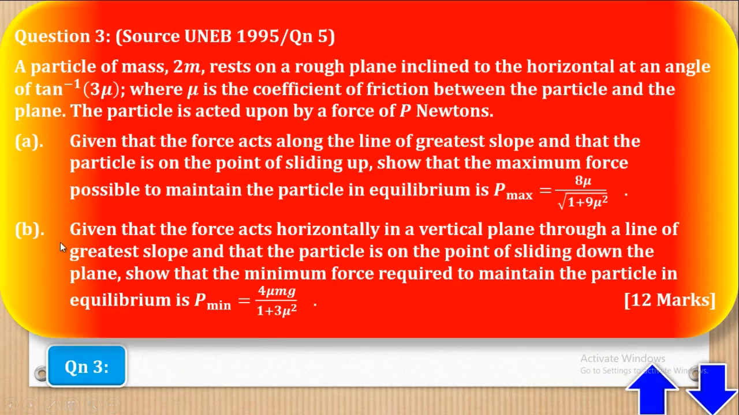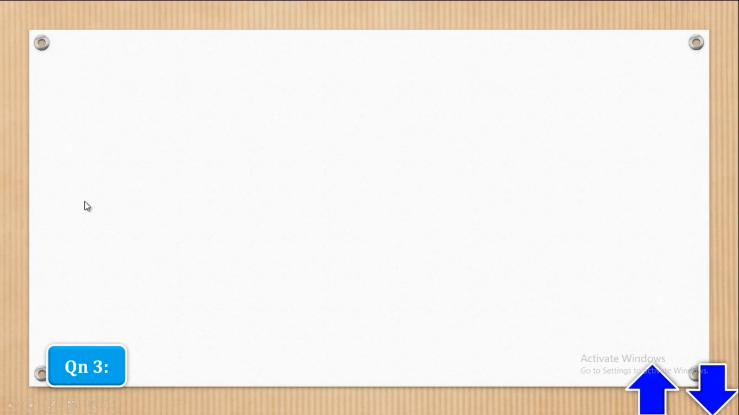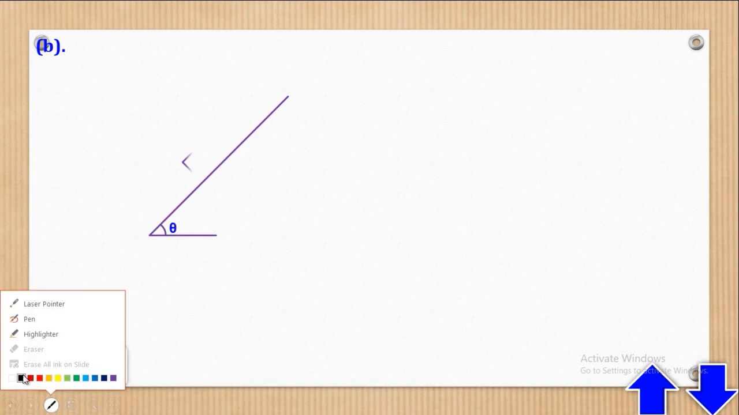Now we shall go to part B. Part B says that given that the force acts horizontally, note that word horizontally, in a vertical plane through a line of greatest slope, and that the particle is on the point of sliding down the plane, show that the minimum force required to maintain the particle in equilibrium is P min equal to 4 mu mg over 1 plus 3 mu squared. So we shall have to first draw our sketch diagram.